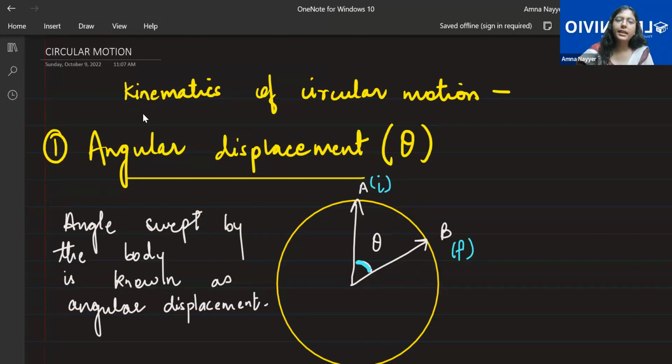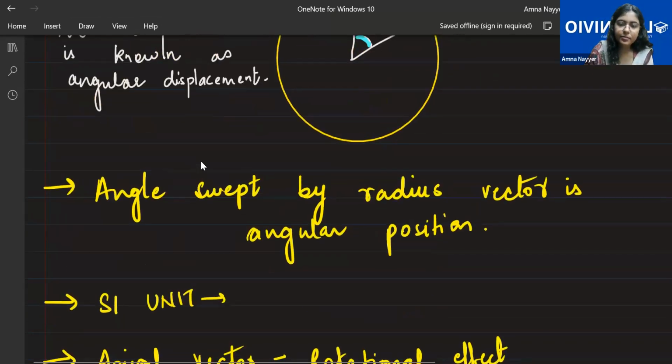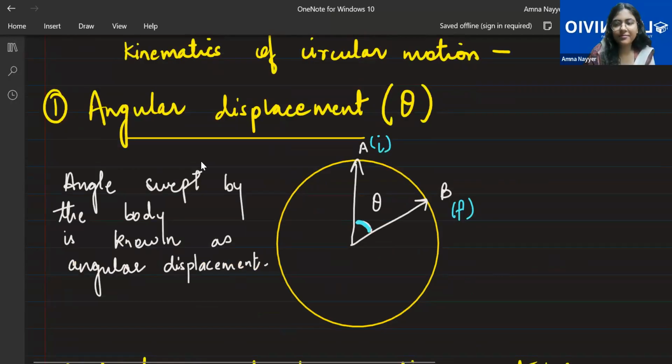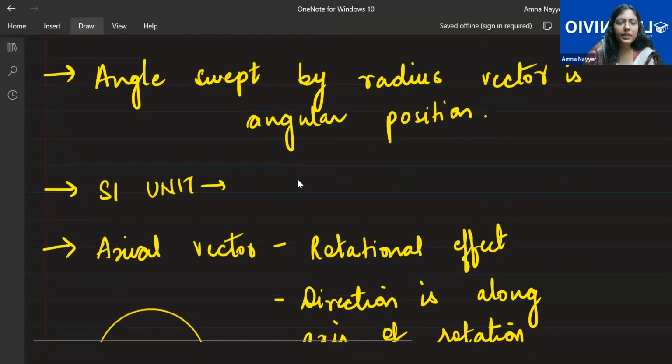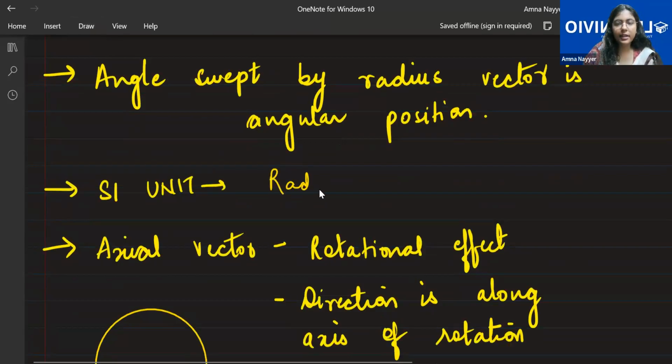Do you remember the SI unit of angle, Neha? Radian. So this is radian and the symbol is rad.